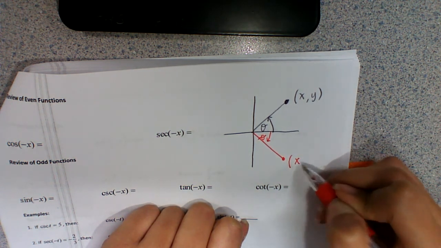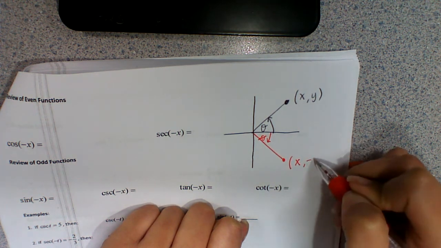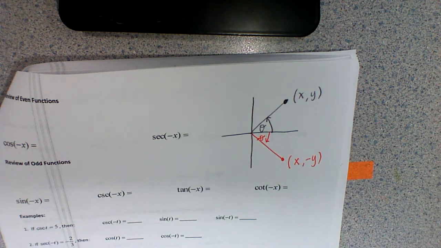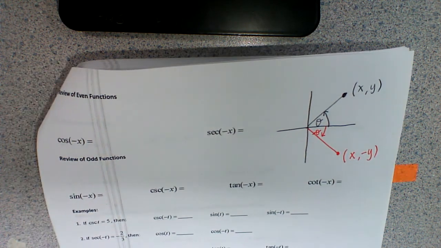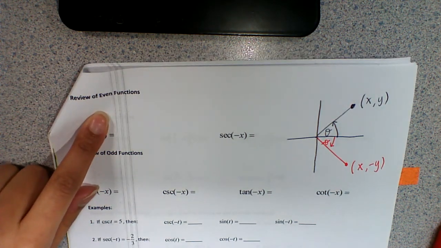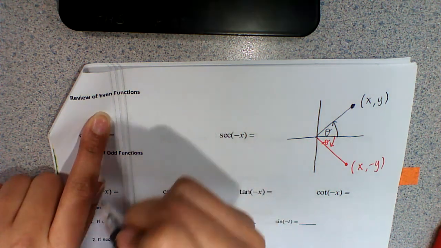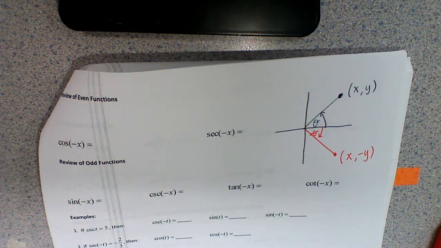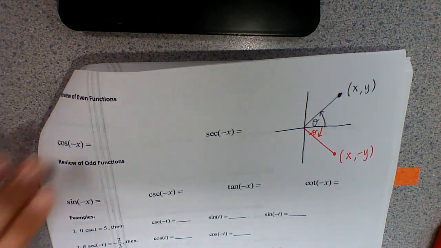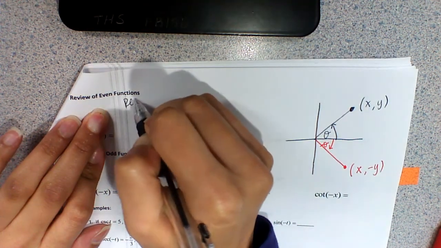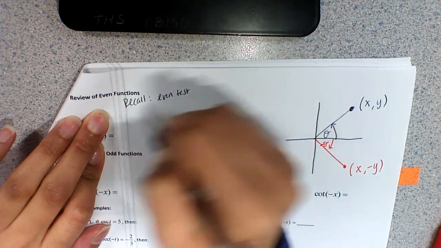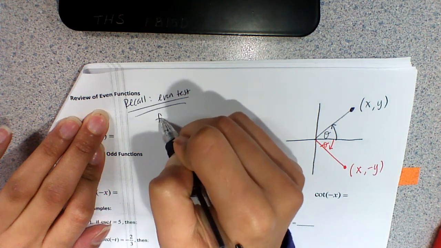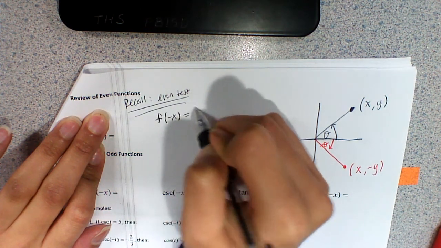So our x is still positive, our y now is negative because of the location we're in. So now, here's what we're going to do. This is what that leads into. Even functions: if you remember from the past, we've talked about a test for even functions, the even test. We checked to see if f of negative x is equal to f of x.